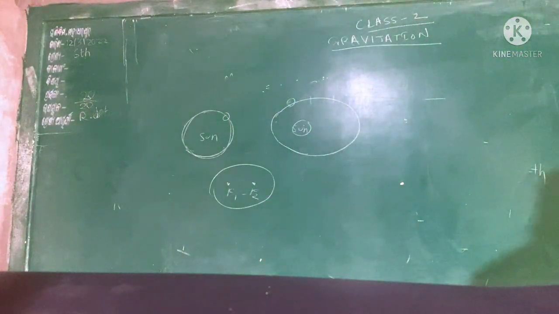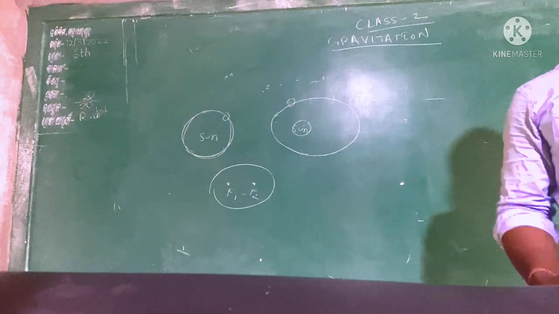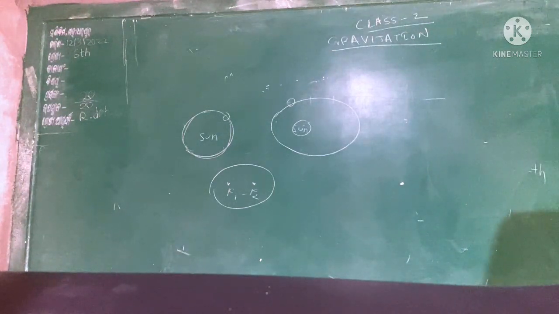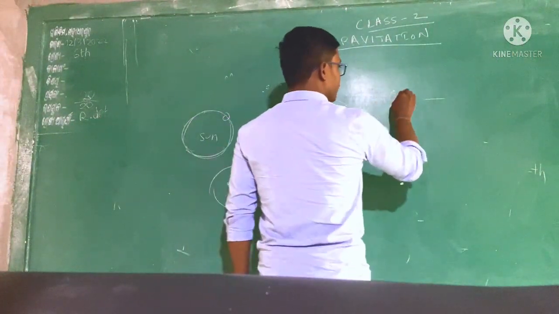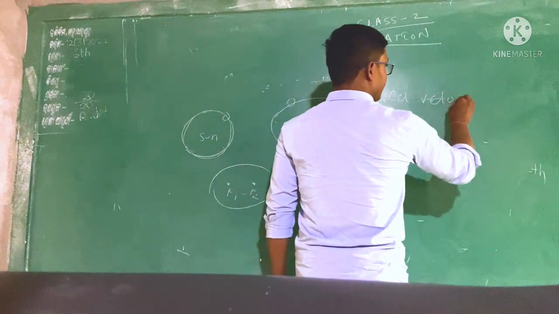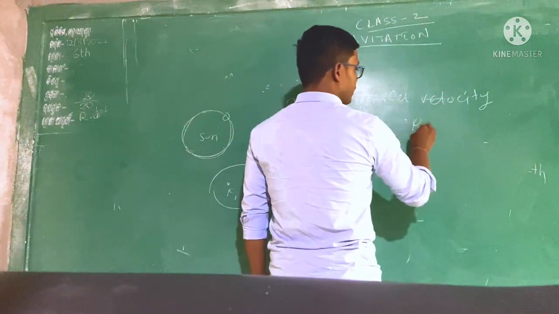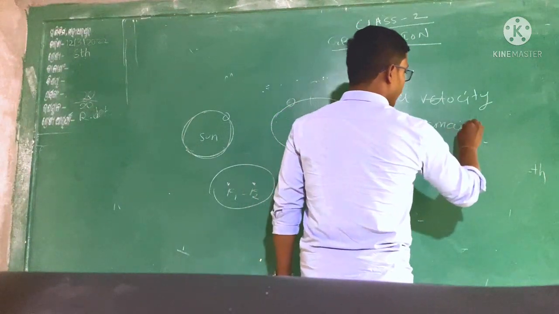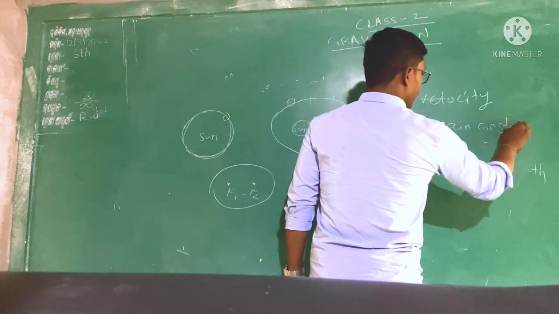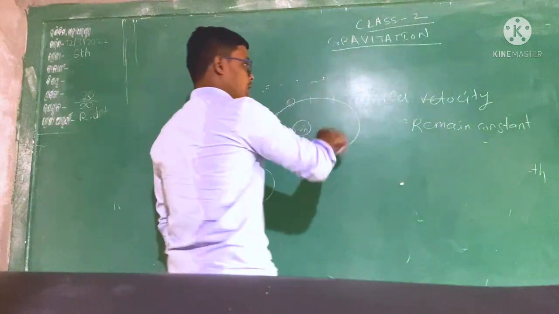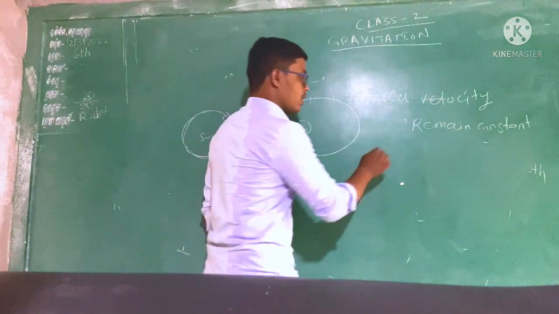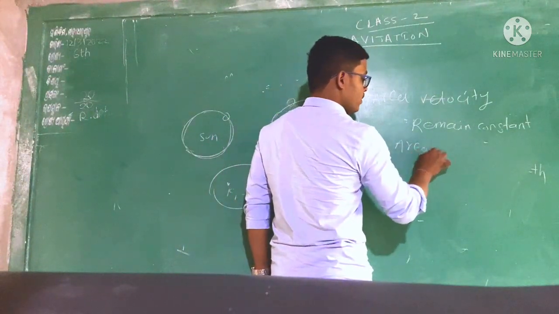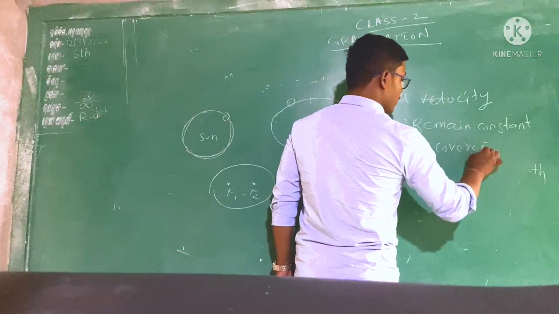And what is the second law? The second law is that while the planet revolves around the Sun, the areal velocity remains constant. So what is the second law? When the Earth revolves around the Sun, the areal velocity will be constant. What is areal velocity? This is nothing but area covered per unit time.